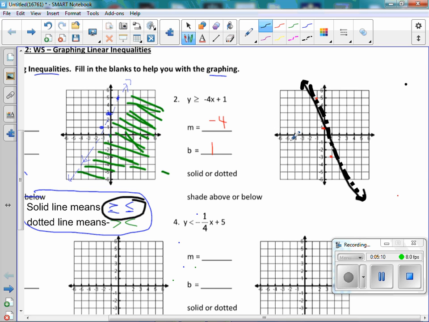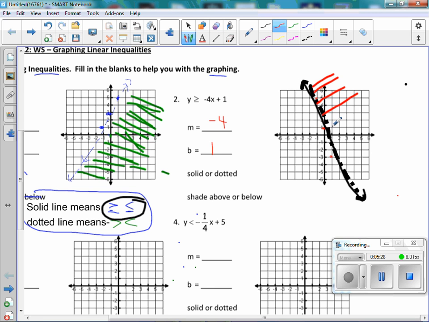Now let's determine where we graph. Do we graph above it or below it? So the sign is greater than. So what would you think? Since this is greater than, we're going to graph above the line.